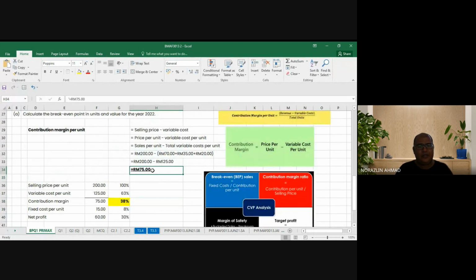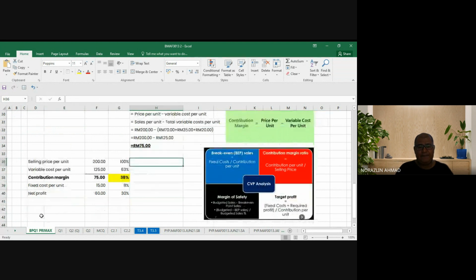Okay, net profit, contribution margin per unit, 75. This one, contribution margin per unit, contribution margin ratio. Then you have the contribution margin. Let us continue with break even.